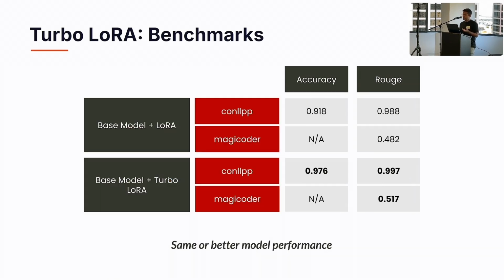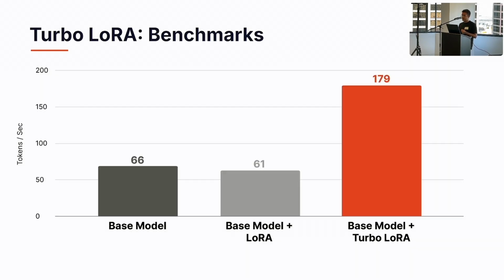And in terms of quality, what you'll find very surprising, and as did we, is that actually the model performance gets even better with the Turbo LoRA adapters compared to the LoRA adapters. So you're not just getting an improvement in throughput, you're also getting much higher quality. Our CoNLL++ accuracy went up from 0.92 to 0.97. Magicoder ROUGE went up to like 0.517, which is pretty high, like big overlap in output. So you get a lot of benefits of both by training this way, both speed and without sacrificing any accuracy or time to first token.